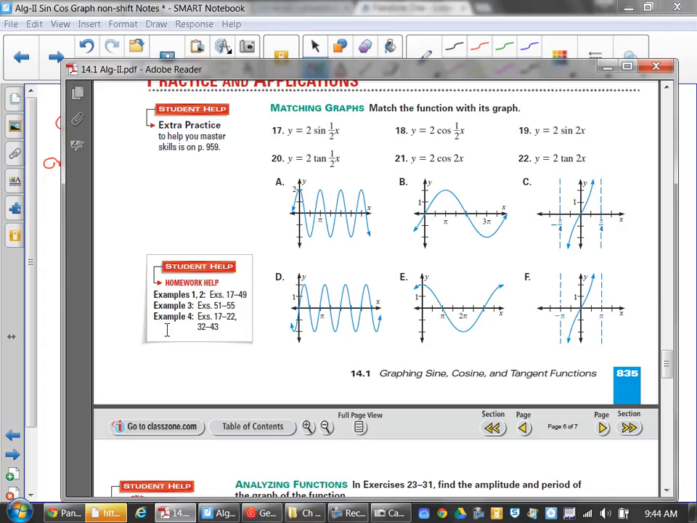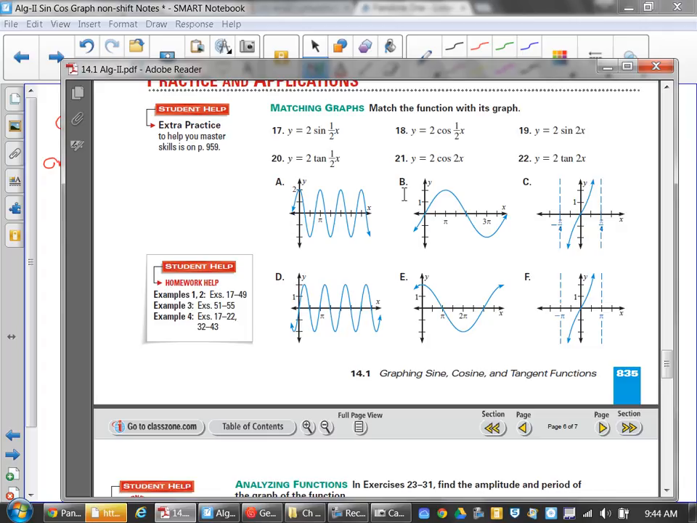What was the first we had to do, 17 and 18? Yeah. All right, so 17 you have an A value of 2 and a B value of 1/2. That means your amplitude is 2, your period is 4 pi for a sine graph. So your sine value would start at 0, go up to 2, and end again at 4 pi. Looks like B to me.